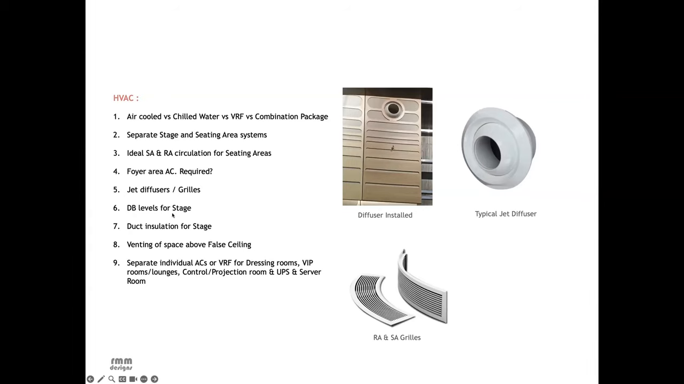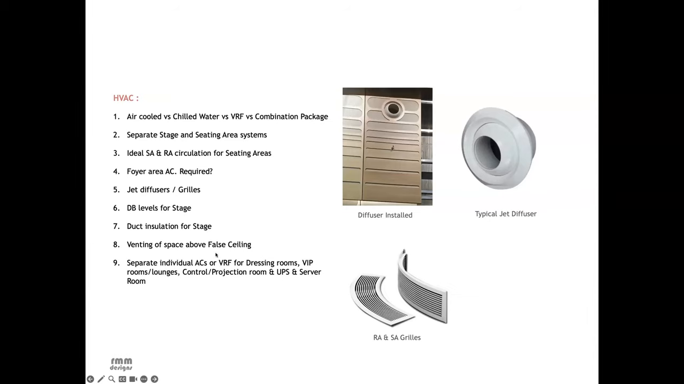The dB levels or the sound levels on stage are very critical. This is what your acoustical consultant will tell you. The ducting of the stage has to have a different kind of insulation. Make sure that the vibration of the supply being thrown onto the stage is not picked up by the mics. Venting of the space above the false ceiling: as per NBC, if you have a dead space or the void above the false ceiling is more than 800 mm, you need to ventilate it for safety purpose. You need to have sprinklers over there and you need to have smoke detectors also over there.